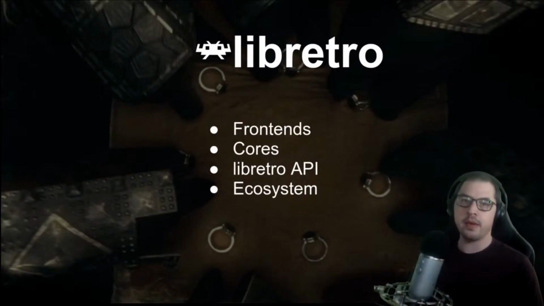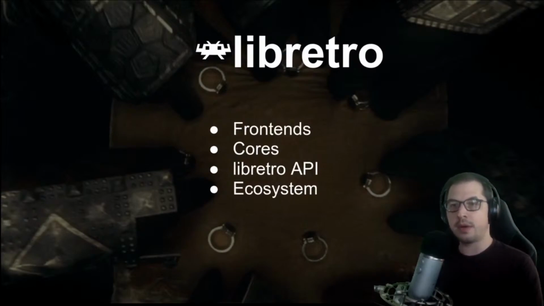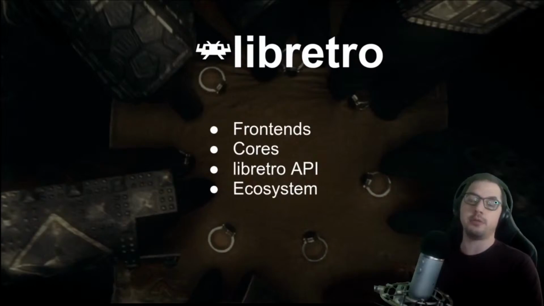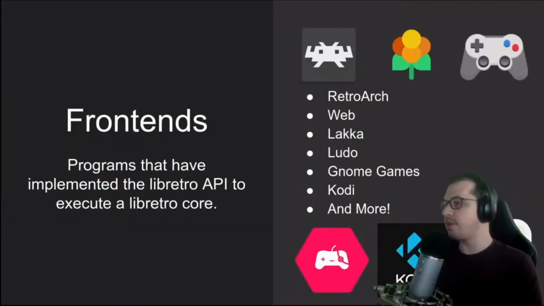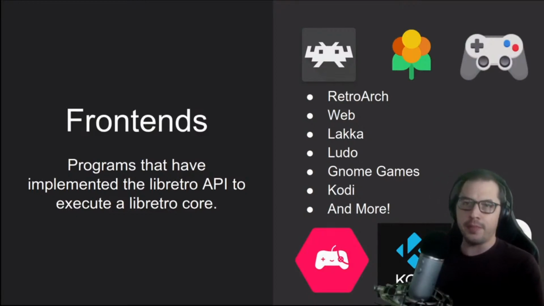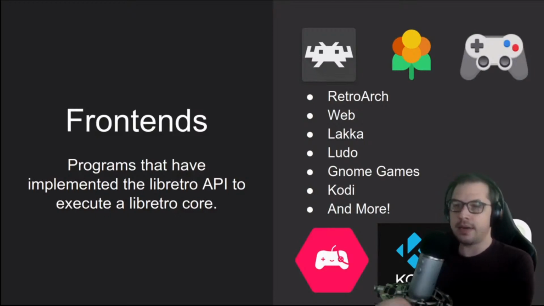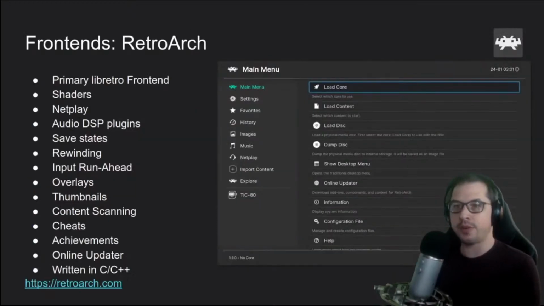In this talk, we'll be covering what it means to be a LibRetro front end. We'll also be talking about what LibRetro cores are, the LibRetro APIs, covering some of the basics of that, and the ecosystem surrounding LibRetro. So let's talk through some of the front ends involved. A front end is essentially a program that implements the LibRetro API and interacts with LibRetro cores. There are a bunch of front ends out there that can interact with LibRetro cores, and I'll talk about some of those here. The first one up on the list is RetroArch.